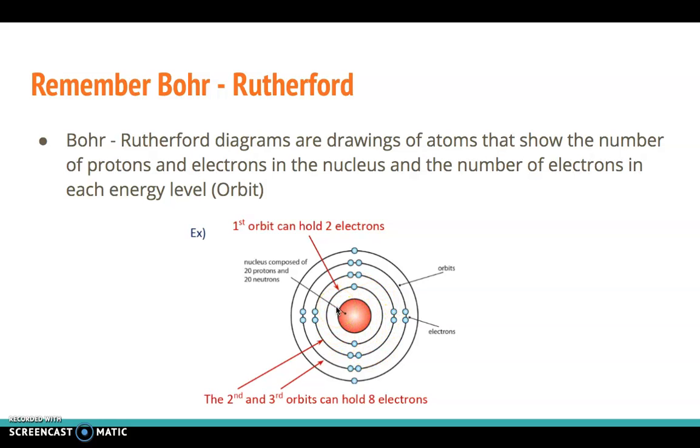Once you have more than 2 electrons is when you add your second orbit. Your second orbit can hold 8 electrons, your third orbit holds 8 electrons, and so on. It always holds 8 electrons. So it's just your first orbit that only holds 2 electrons. Okay, then every orbit after your first holds up to 8.